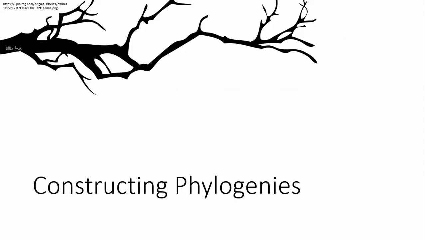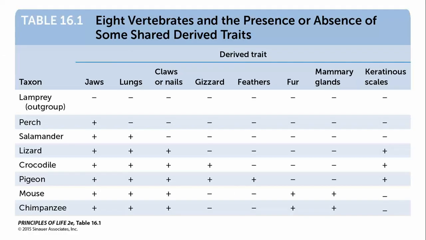So let's try our hand at constructing a phylogeny. One thing that you might see on the AP test is a kind of list of traits like this, where they'll show you a plus when an organism has a trait, and a minus when it doesn't. So if you look at this, you can see that, for example, pigeons have jaws, lungs, claws or nails, gizzards, and feathers. They do not have fur or mammary glands, and they do have keratinous scales.